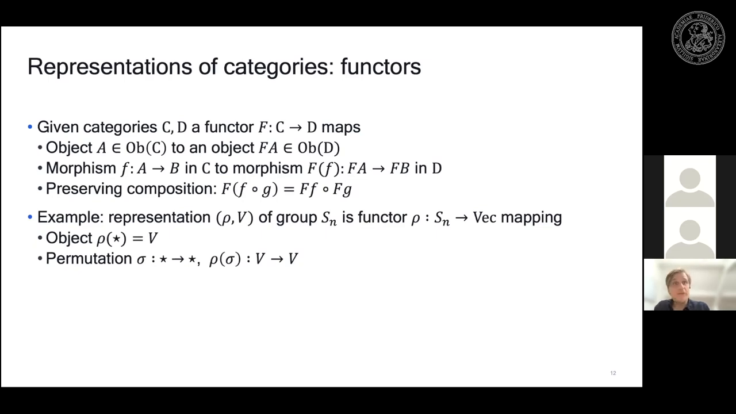And also this we've already seen an example, namely representations. A representation of a group is a functor from the category corresponding to the group to the category Vec of vector spaces and linear transformations. What this functor rho does, it maps the unique object to the vector space V of the representation and maps each element in the group to a linear map from the vector space to itself.